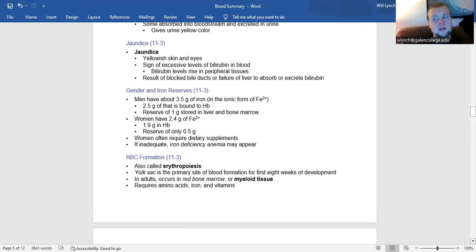If we have inadequate iron intake, then iron deficiency anemia may occur. Again, this is where we have a deficiency of hemoglobin units, so not necessarily a deficiency of red blood cells. We might have adequate red blood cell concentrations. We just have a deficiency in the ability to make hemoglobin with active heme units. So this is going to be iron deficiency anemia.